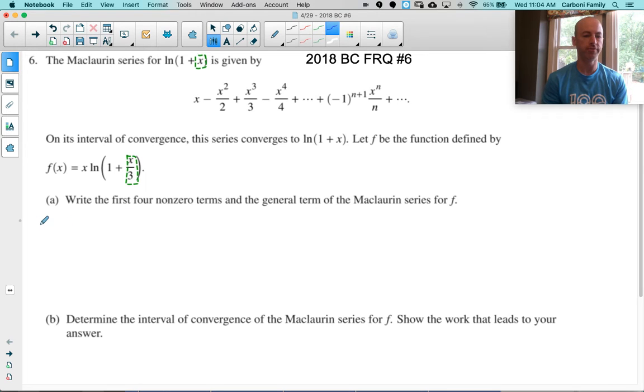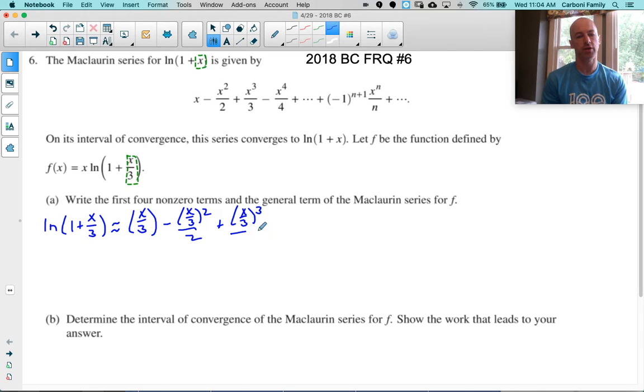So I'm going to do this in two phases. I'm first going to write the series for the natural log of 1 plus x over 3. And to do that, I'm just going to replace every x in the given series with an x over 3. So that's going to be x over 3 minus x over 3 squared over 2 plus x over 3 cubed over 4. And that, wait a minute. Yeah, that's right. Minus x over 3 to the fourth over 4. There was my mistake. I knew I made a mistake somewhere. This is over 3.